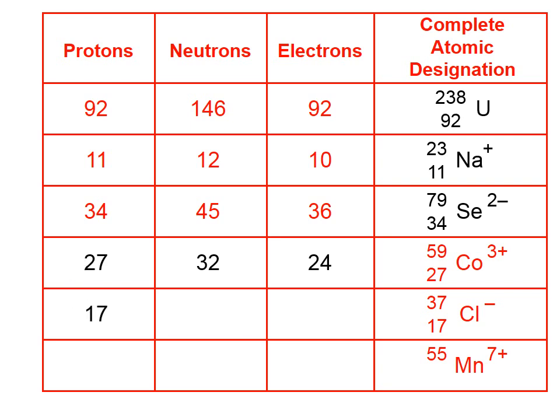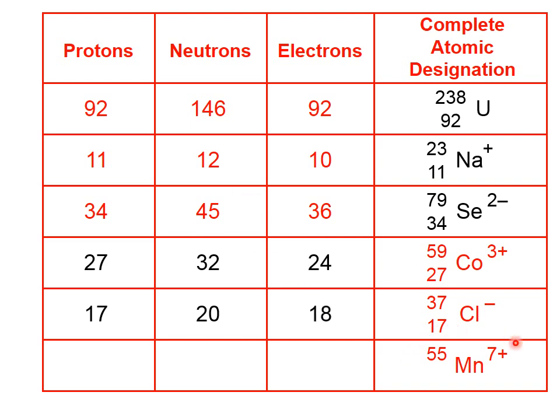Next example, the atomic number is 17. The mass number is 37, which allows us to find the number of neutrons. 17 protons plus how many neutrons give us a mass of 37? That's going to be 20. And the net charge shows that we have 1 more electron than proton, 18.